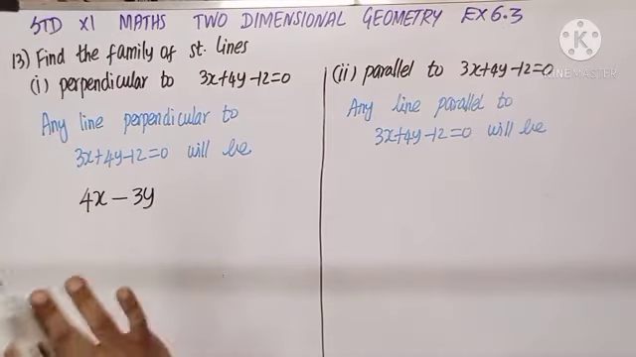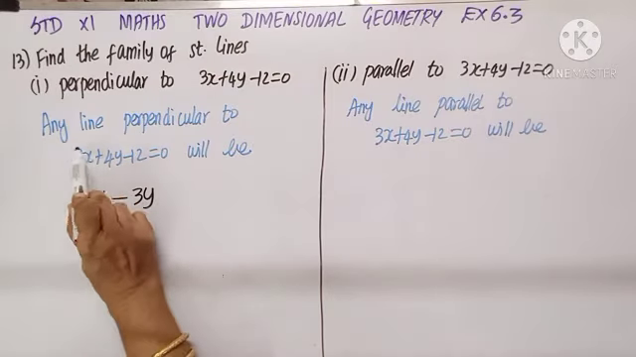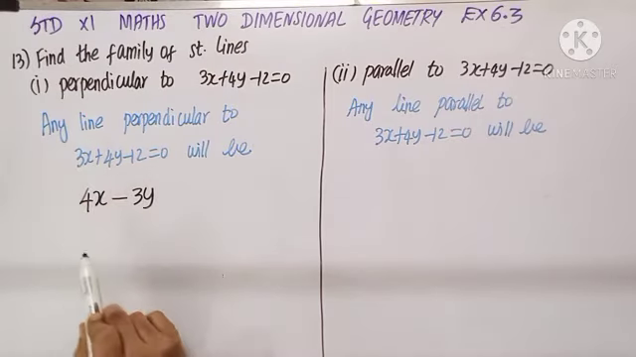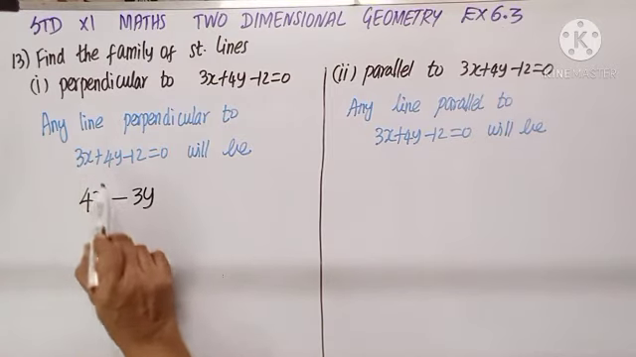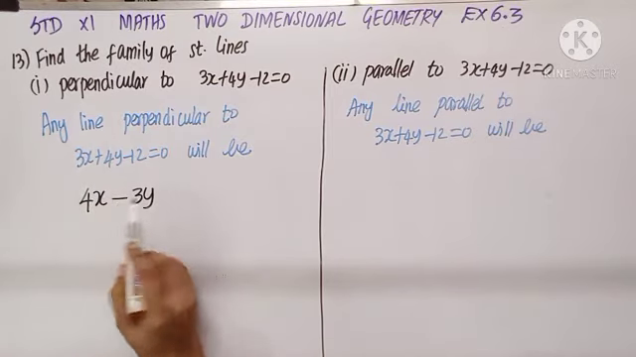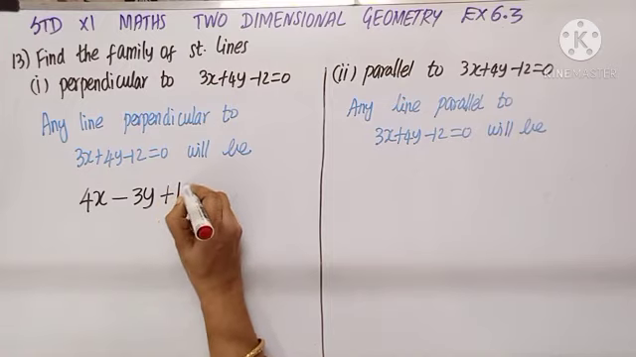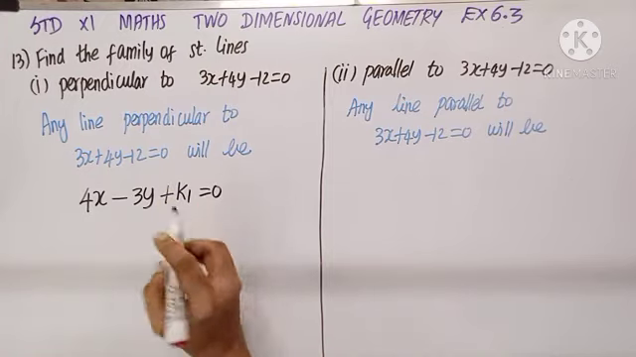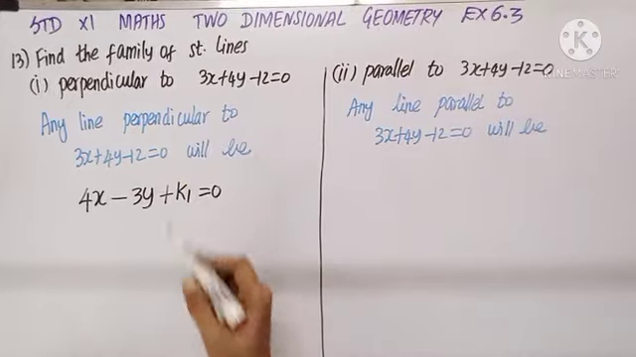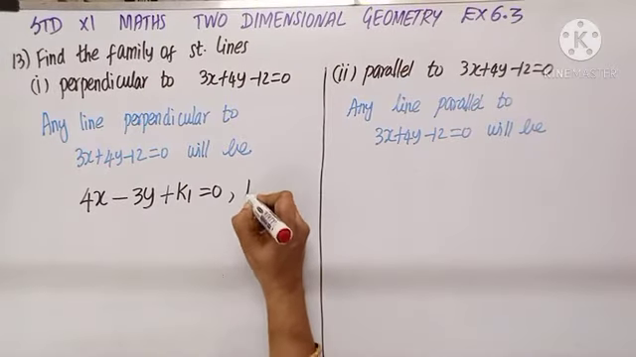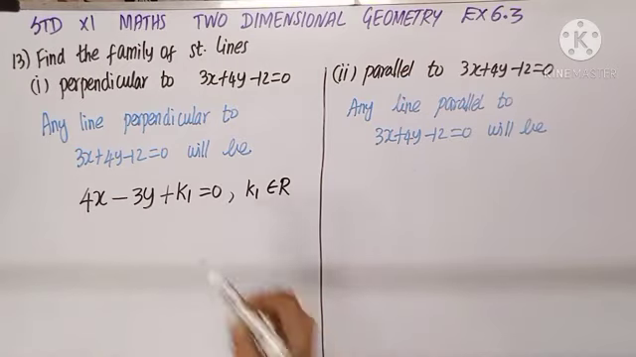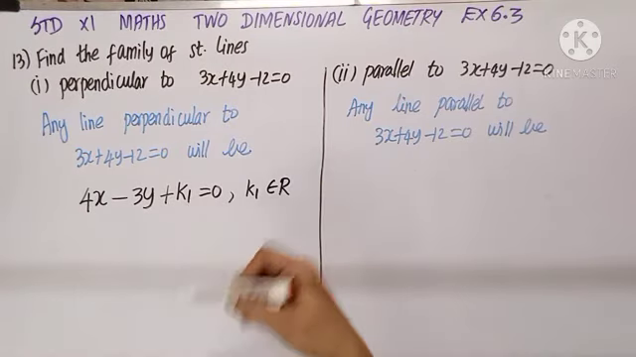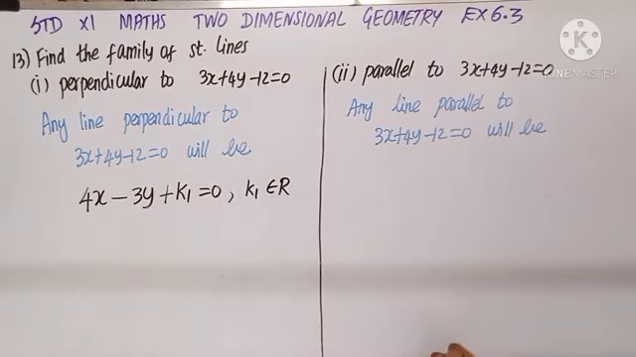So there are 3 rules to remember. Interchange the coefficients of x and y. Change the symbol of either x or y. Mostly we do y. Plus introduce a constant. Since I want a family of straight lines, let me write K1 belongs to real numbers. As I change K1, I will get many lines.